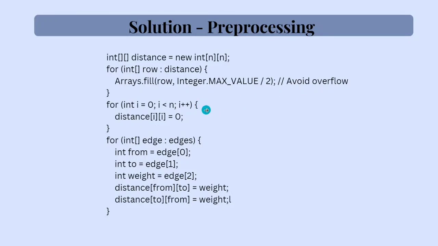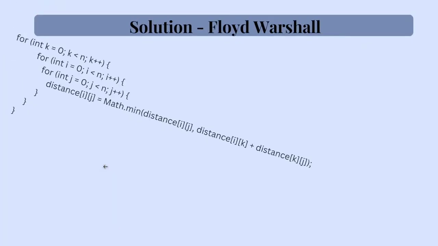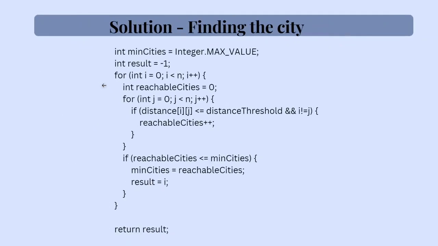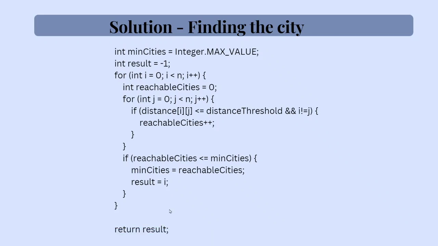After which the distance of I, I, that is the city to itself, will be set to 0 and the values of the edges are populated into the distance matrix. After which we will be applying the Floyd-Warshall algorithm, and the shortest distance between all the pairs of nodes are calculated. After which, as discussed earlier, 2 nested loops are run and we will be finding the minimum cities value and the result value. Finally, we will be returning the last return value, which is the city with the smallest number of neighboring cities that are reachable within the threshold values.